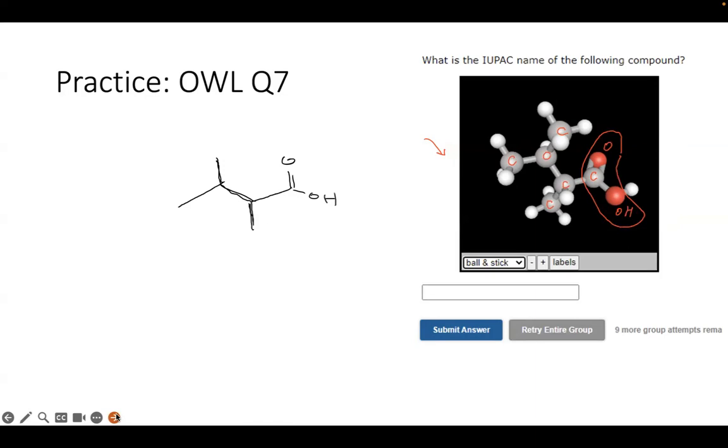So now I want to figure out how I'm going to number this. I've identified that it's a carboxylic acid. So I want to figure out how I'm going to number it. With carboxylic acids, I always want to put the carboxylic acid carbon at number 1. So in this case, I'm going from right to left. So I know that my ending is going to be anoic acid, since we're dealing with a carboxylic acid group. It's going to be butanoic acid, because there's 4 carbons in the parent chain.